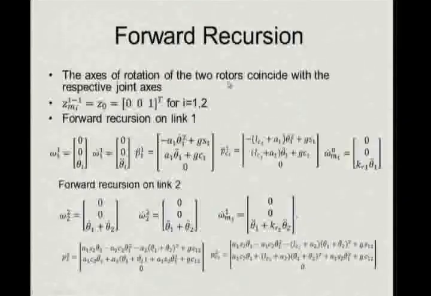And then in this case the two rotors are sitting on the joint axis. That again simplifies things. So, z_{mi}^{i-1} is equal to z0 and that is 0 0 1 transpose for i equal to 1 comma 2. So, they are sitting right at the motor axis, that is very convenient. This is the point which I was trying to make, that very often z0 is 0 0 1 transpose.